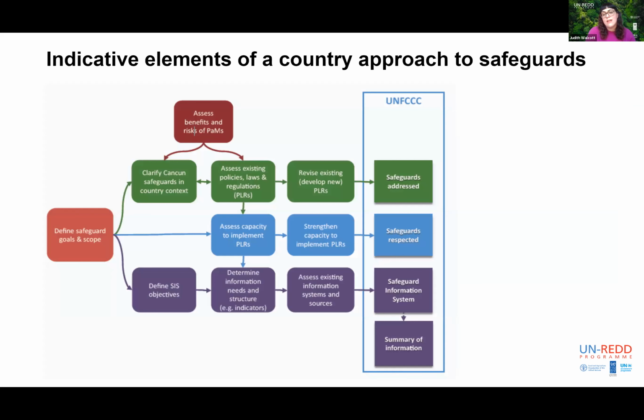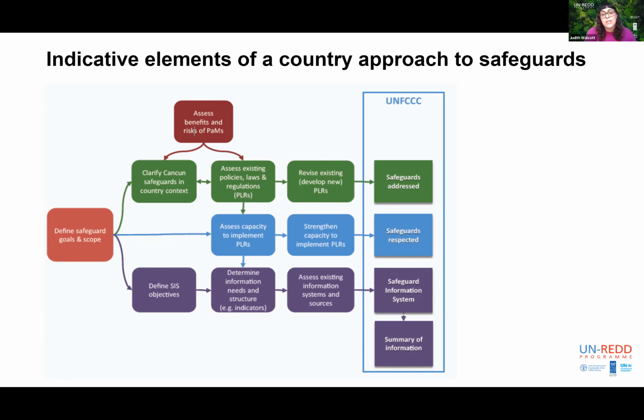Next slide, please. So I won't go through all of the elements of it, but just to say that there are different indicative steps or elements of a country approach to safeguards, which would start with defining what is the scope and goals. Is it to meet UNFCCC requirements? Is it to meet multiple donor requirements or commitments? Is it just for REDD+ or just for the forest sector, or does it go beyond that?